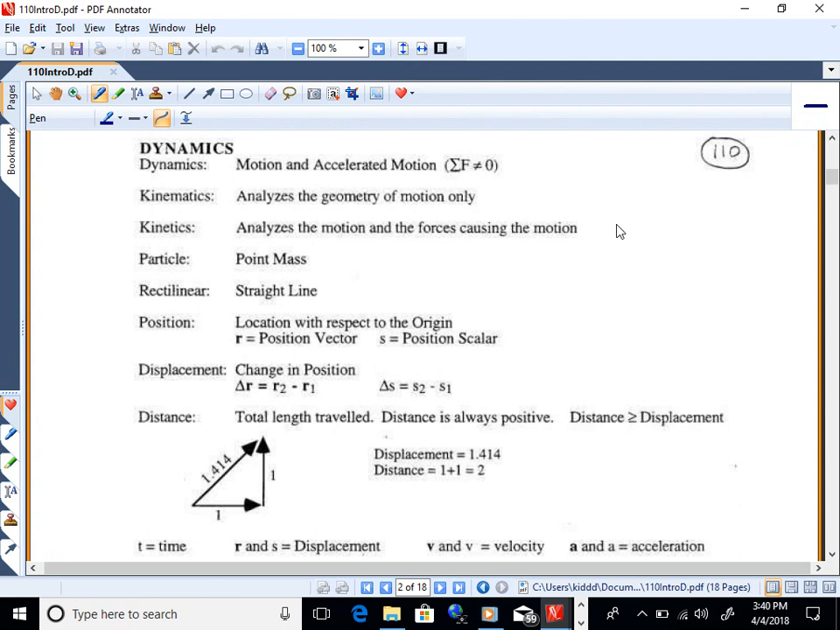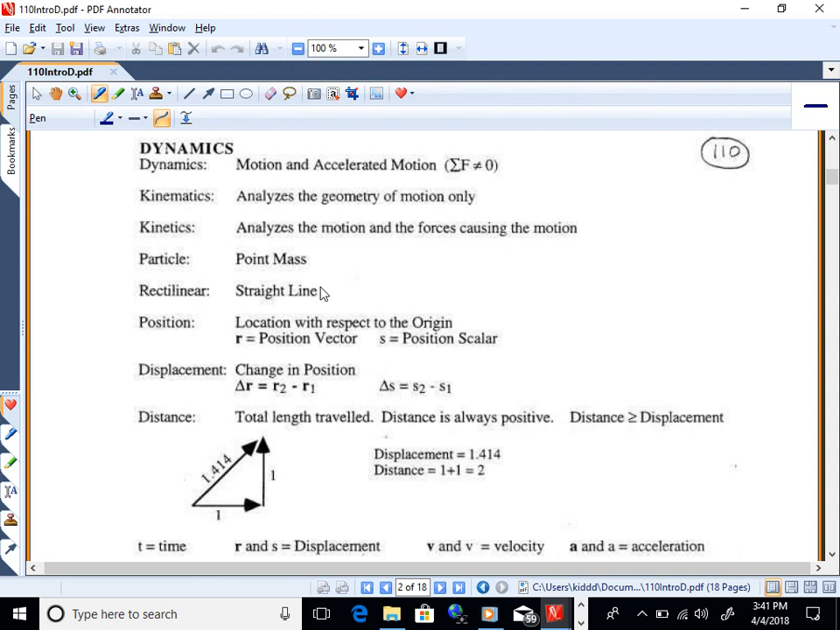All right, kinematics analyzes how things move. Kinetics looks at what causes the motion. Okay, we'll start off dealing with a particle, which is like a point mass, like a pool ball or something like that we analyze. Then we'll get into objects that have dimensions and such.